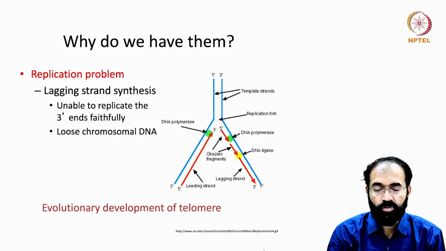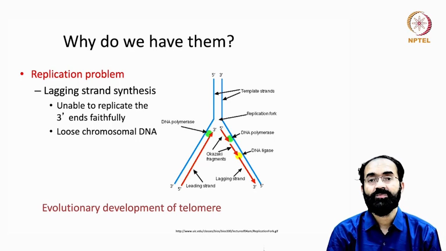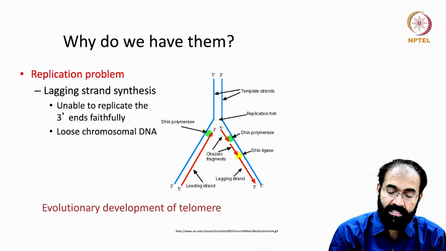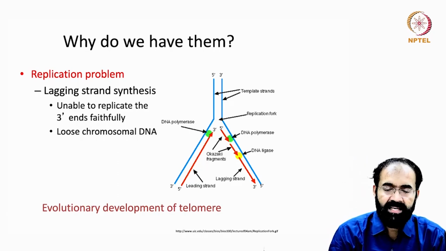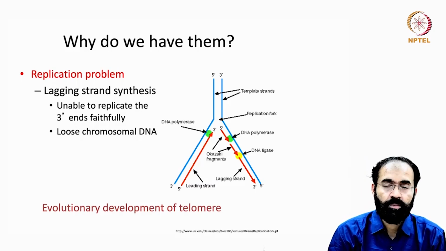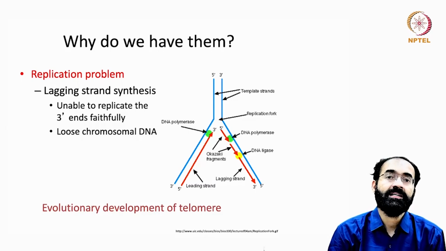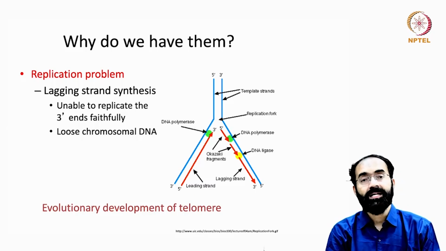So the polymerase is occupying, so it will synthesize only up to here. It cannot complete up to the tip. If it had to, the polymerase would have to be standing here in the emptiness. That is not possible, because it will fall off. That problem is not there for the leading strand, because it starts from here and continues all the way inside. So what we understand is the lagging strand often causes the end replication problem. It cannot copy the 3 prime end very effectively, and this will lead to loss of chromosomal DNA.